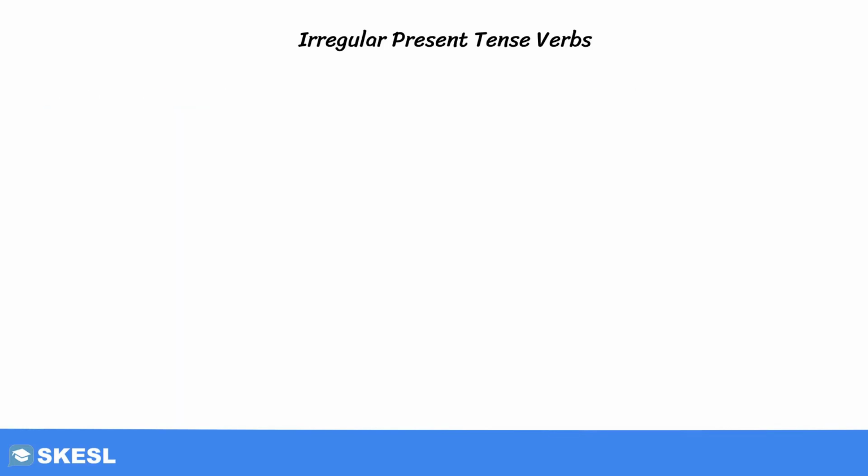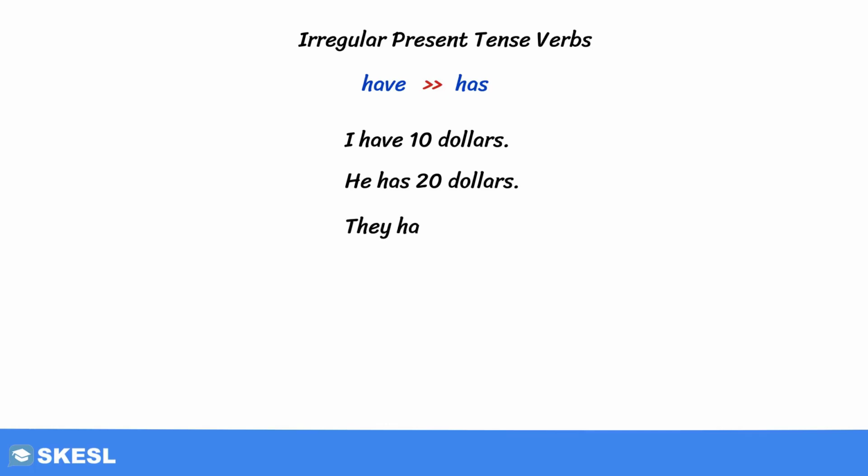Last, there is one special verb that you should remember. The verb have changes to has. So for example, I have $10, he has $20. They have a cat, she has a dog.